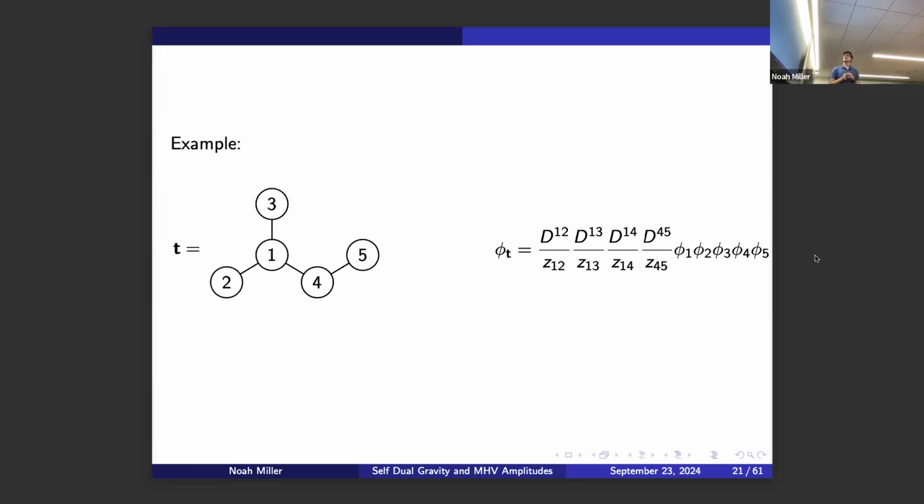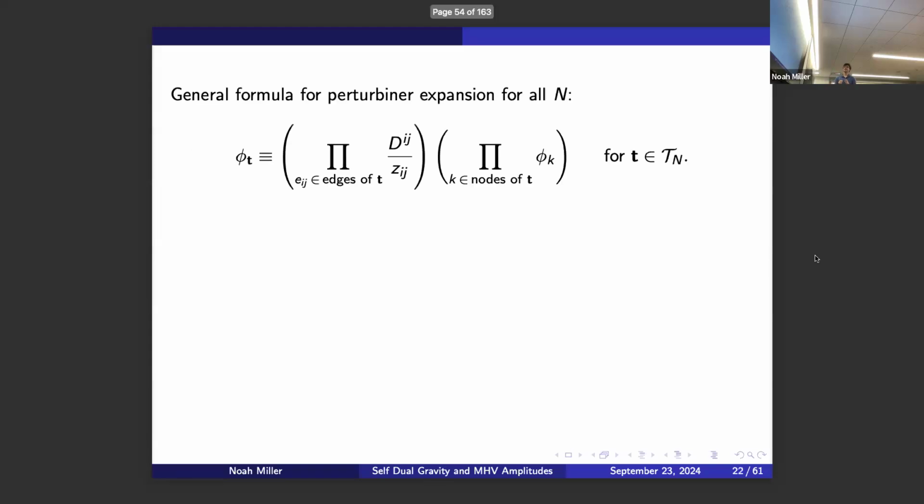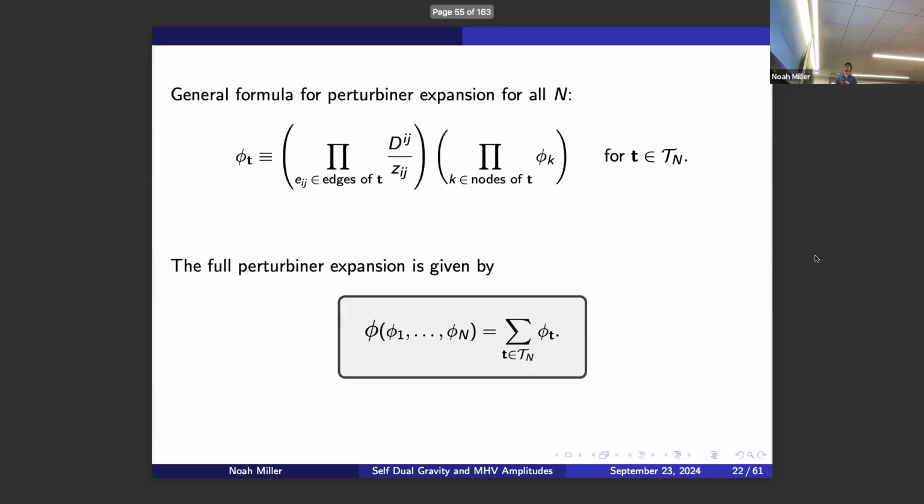As an example, here's 1 connected to 2 and 3, and 4 connected to 5. This would correspond to the following term. Here we have d_12 over z_12 that connects 1 and 2, and then d_13 over z_13, and there are 4 edges, so there are 4 of these operators, and there are 5 seed functions. So we can create a sort of graphical dictionary.